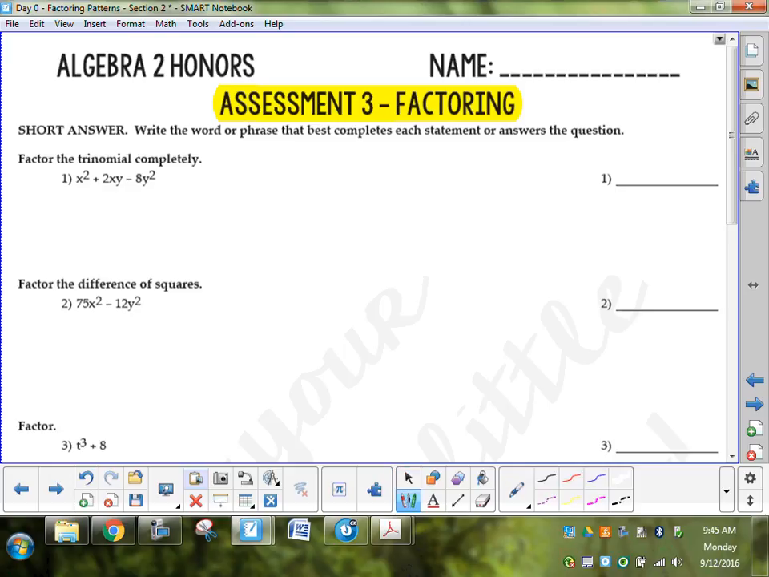Take a look at some of the easier ones. Take a look at question 2. Hands up, please, and tell me what you would do to start off number 2 from the assessment you just had. What would your first step be? And what was your GCF?